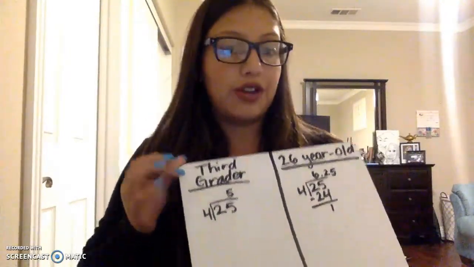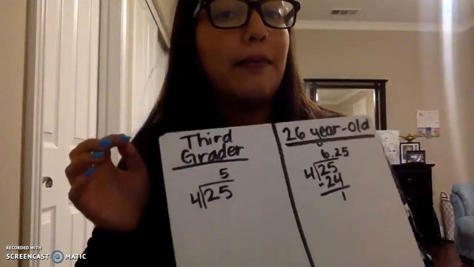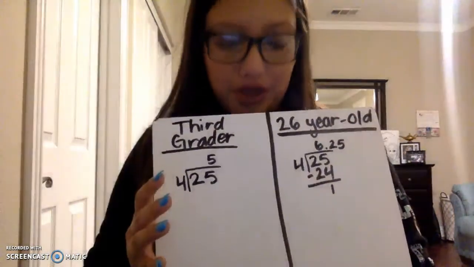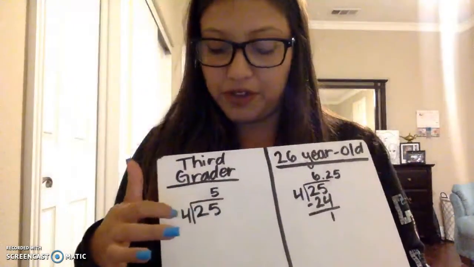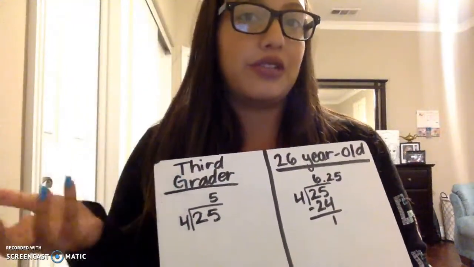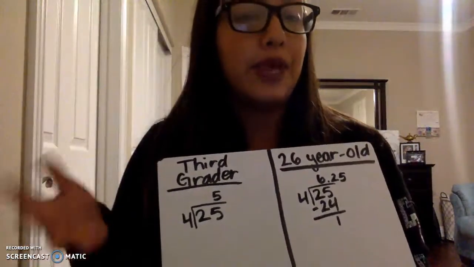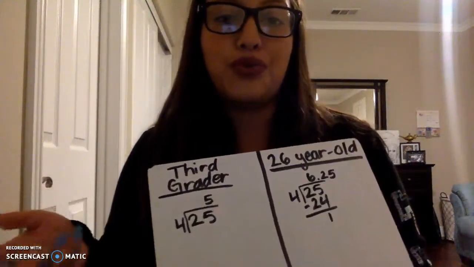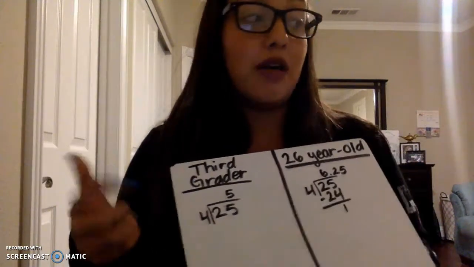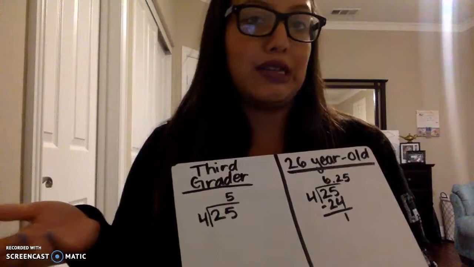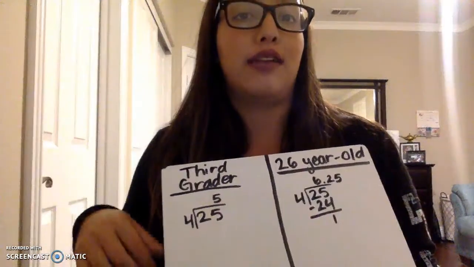So the third grader actually got it right, but yet they set up their problem wrong. They did 25 divided by 4 equals 5. So the answer to the problem is 5. I'm not sure of the reasoning of how they got to 5 because they set the problem up wrong. So regardless, they got it right, but they did set it up wrong.